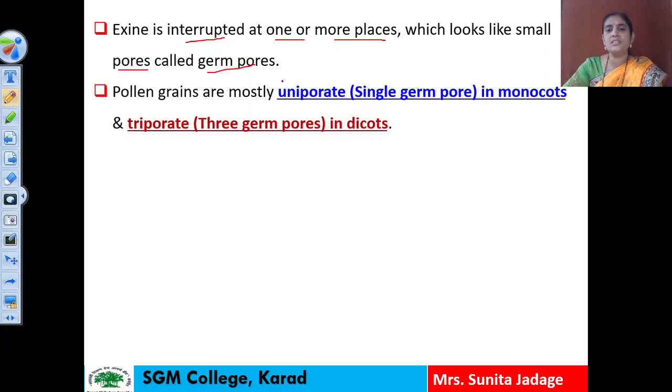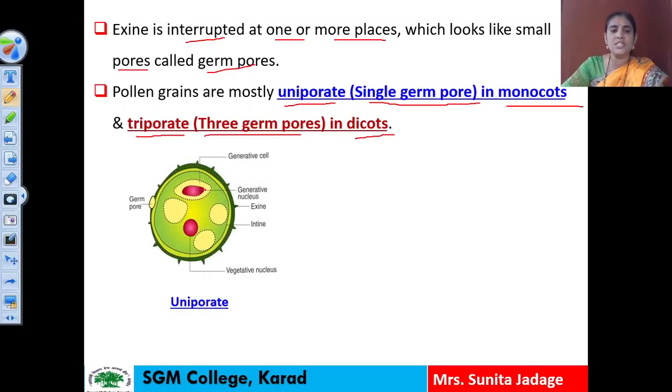The pollen grains showing a single germ pore are known as uniporate. Generally it is present in the monocot plants, and the pollen grains which are showing three germ pores are known as triporate, and generally it is present in the dicot plant. So if a single germ pore is there, it is known as uniporate. You can see here in this diagram, this is the germ pore. Single germ pore is there, and hence it is called a uniporate.